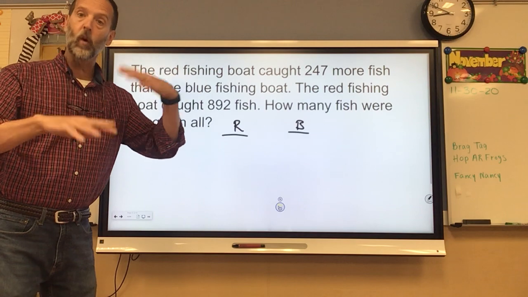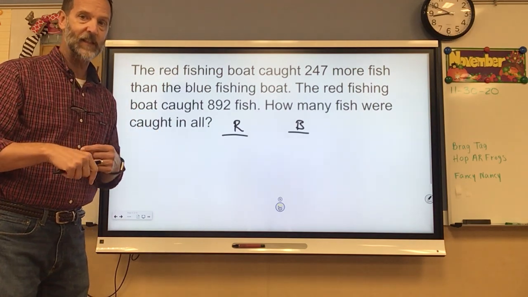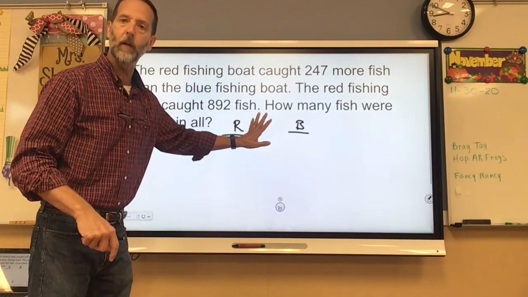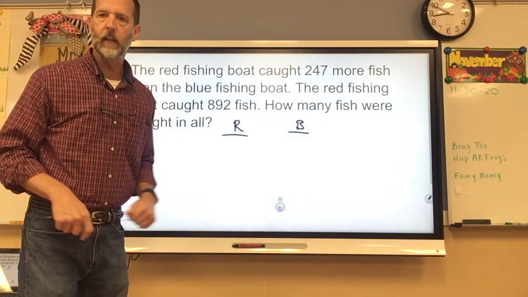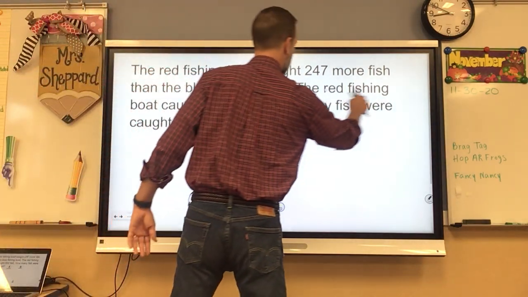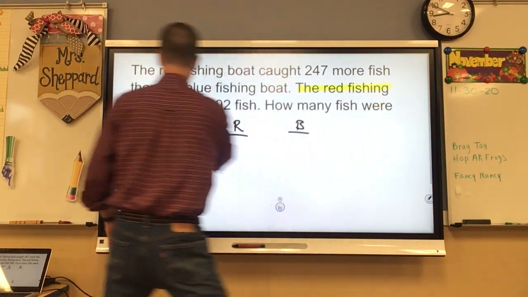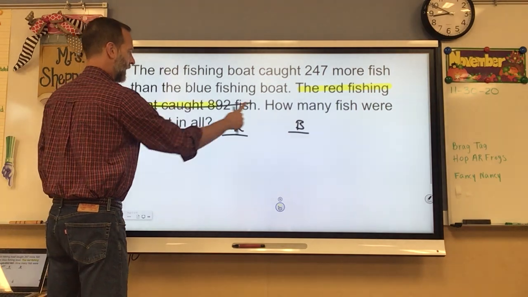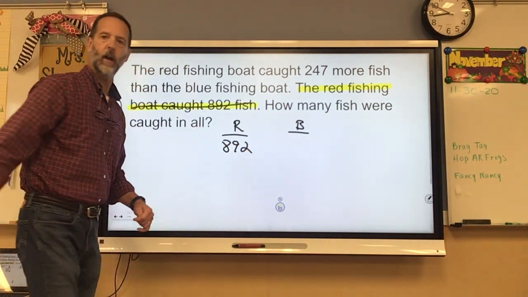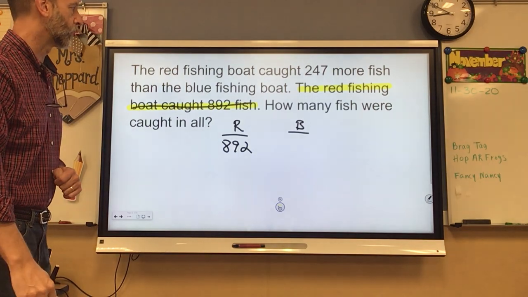I kind of did it out of order this time. Did you pay attention to that? Did you see it? I did the sentences out of order. It doesn't matter. Because if you take time to label and put the things in, you can find all the information. What do I know? I know the red boat. The red fishing boat caught 892 fish. Tell me right there. Red fishing boat, 892.